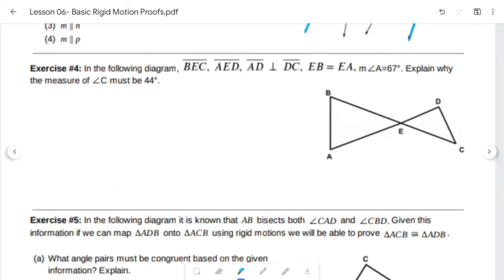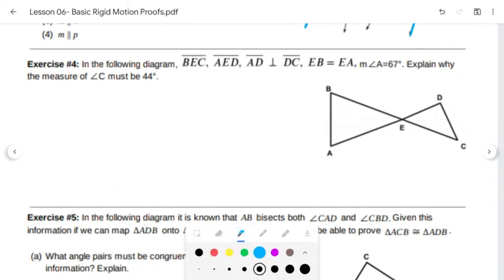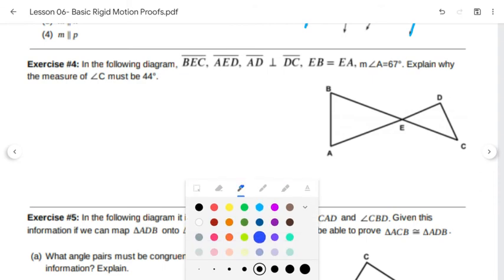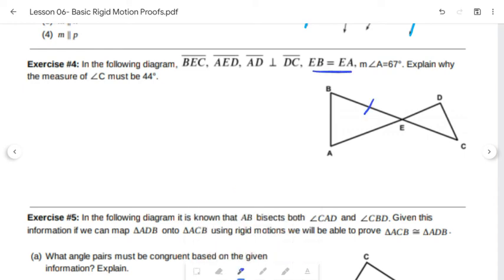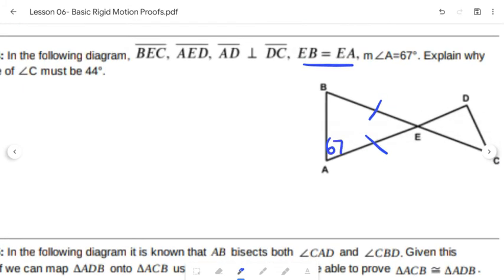Okay. Continuing on, we do have an explanation question in this case. So we have the following diagram. We have line segments BEC and AED, where AD is perpendicular to DC, EB is equal to EA, and the measure of angle A is equal to 67 degrees. Now we want to justify why angle C must be 44 degrees. So having this explanation question, we want to make sure we're using words to write out everything that's important. So I'm going to start with EB equaling EA. Okay. And I'm also going to write in angle A is 67 degrees.